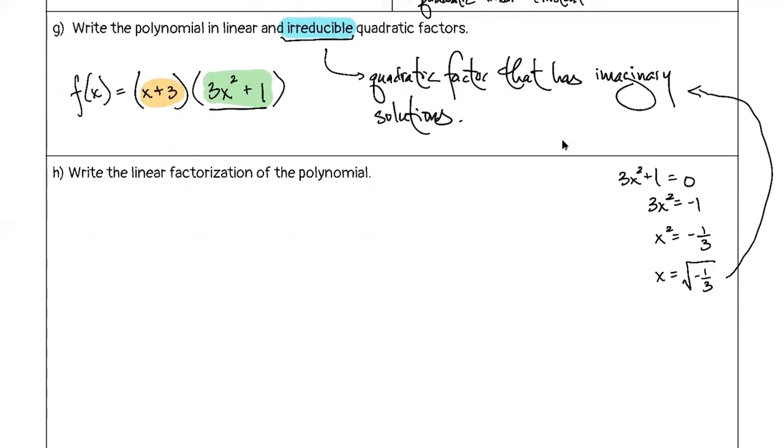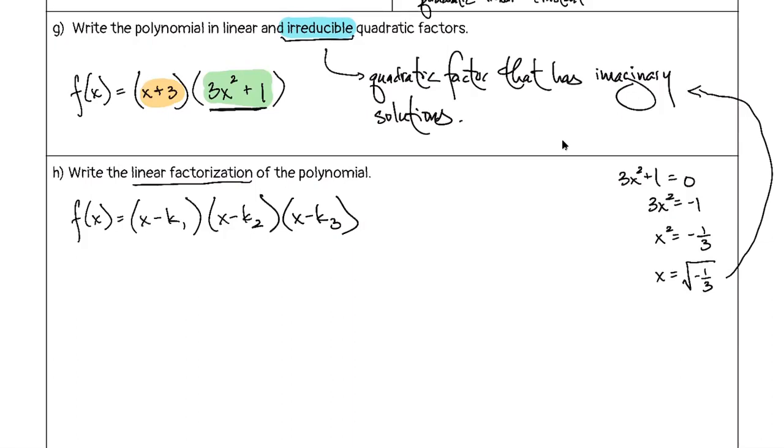All right, so we've done all this work so far. In order to finish our problem, we want to write the linear factorization. That means we don't want a squared, but we want everything to look something like this. We'll have x minus k1, x minus another k, x minus another k. All right, so k sub 1 is different from k sub 2, which is different from k sub 3, but each one of these is linear.